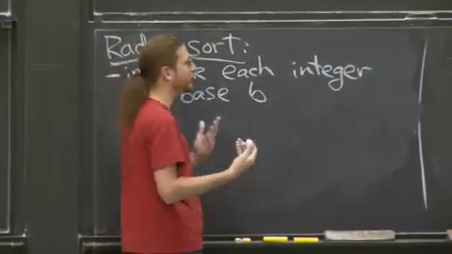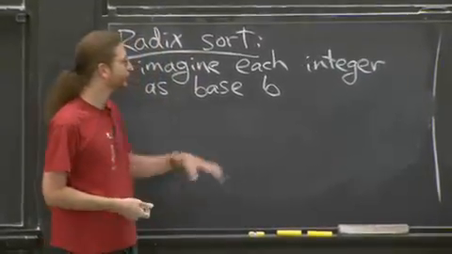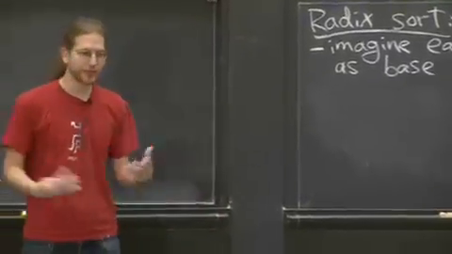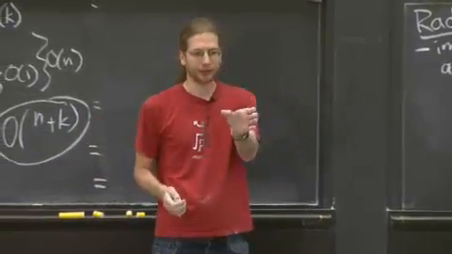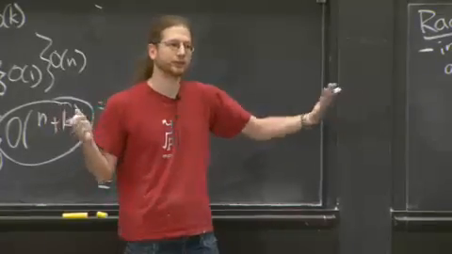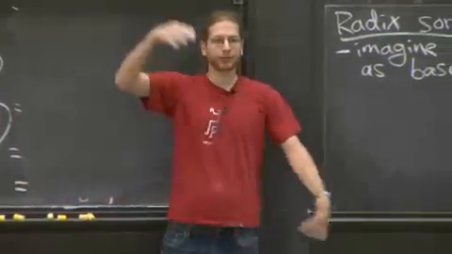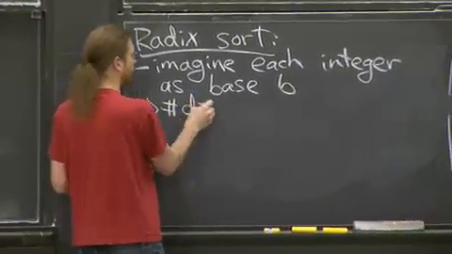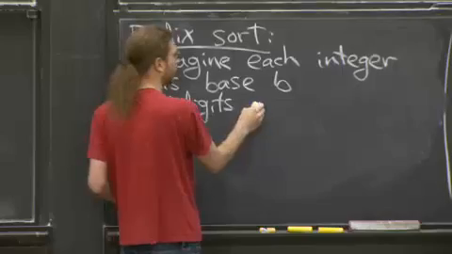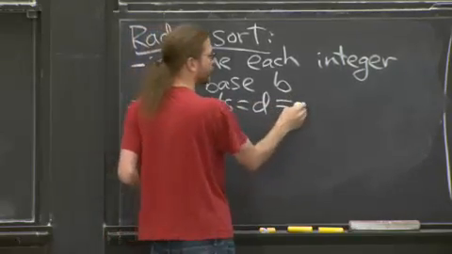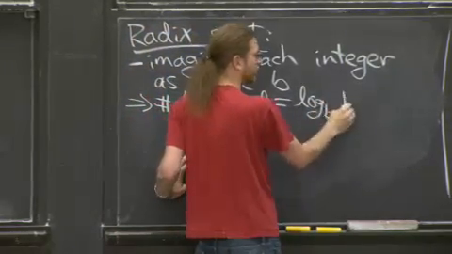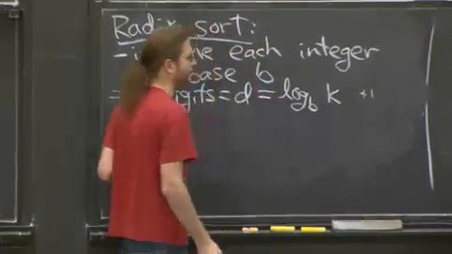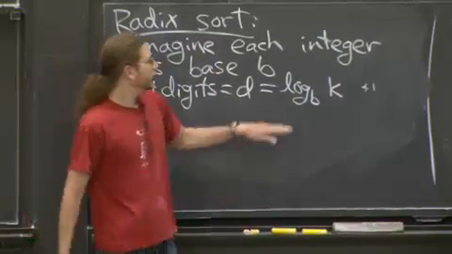How do we do that? Well, the way we normally write down numbers, except not necessarily in decimal, in some arbitrary base b. So when I say an integer in base b, there's the least significant digit, and then the next one, and the next one, some sequence of digits. And if I know that the maximum value is k, the number of digits, which I'm going to call d, is just log base b of k, plus 1. I don't have to be super precise here.